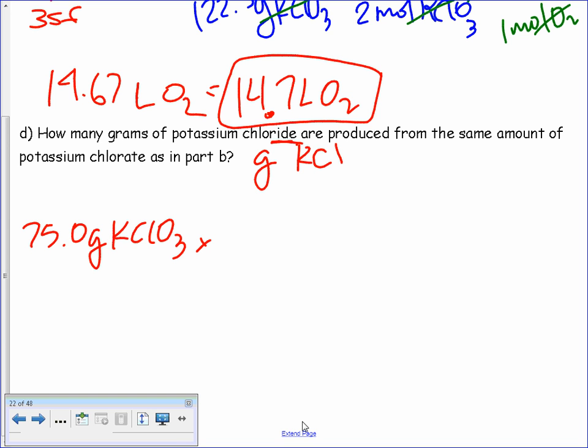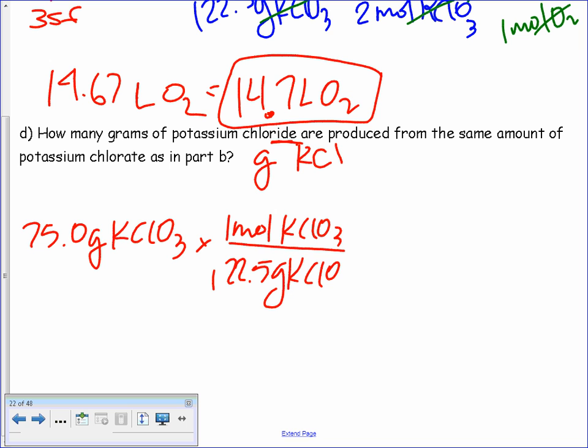Kathleen, tell me where to go from here. Right, so moles go on top, and what goes on bottom? A little repetitive, but we've seen that number 3 times now. Okay, so that makes life a little easier. So grams of potassium chlorate go away. I'm in moles of potassium chlorate. Who cares about potassium chlorate? What do we care about? Potassium chloride.